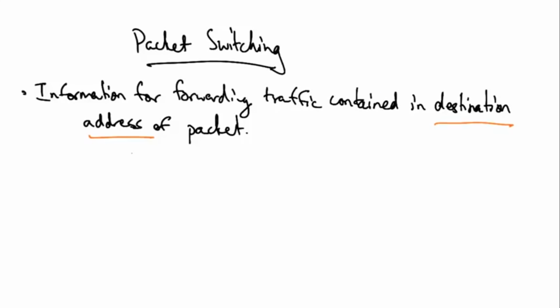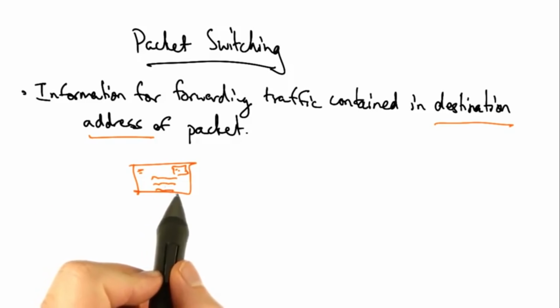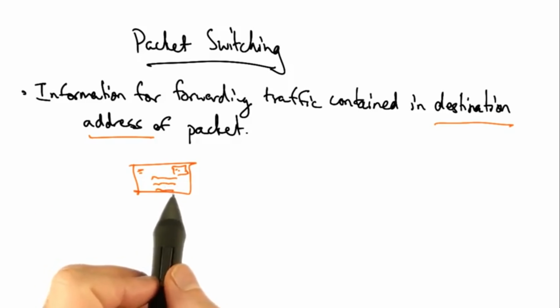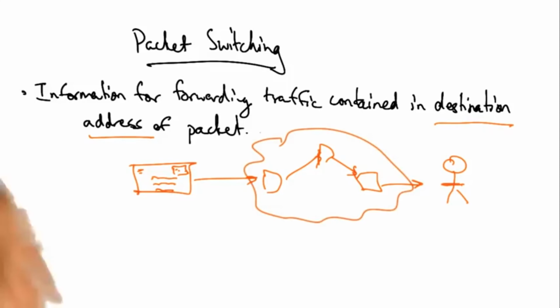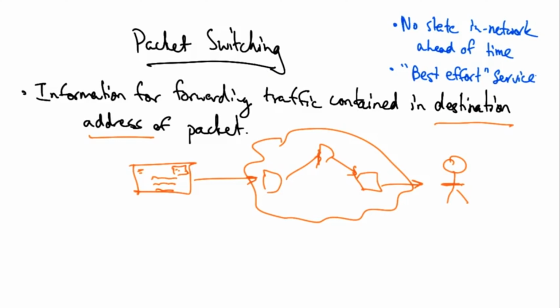In packet switching, the information for forwarding traffic is contained in the destination address of every datagram or packet. Similar to how you would write a letter and specify the destination to where you want the letter sent, and that letter might wend its way through multiple intermediate post offices en route to the recipient, packet switching works much the same way. There is no state established ahead of time, and there are very few assumptions made about the level of service that the network provides. This assumption about the level of service that the network provides is sometimes called best effort.